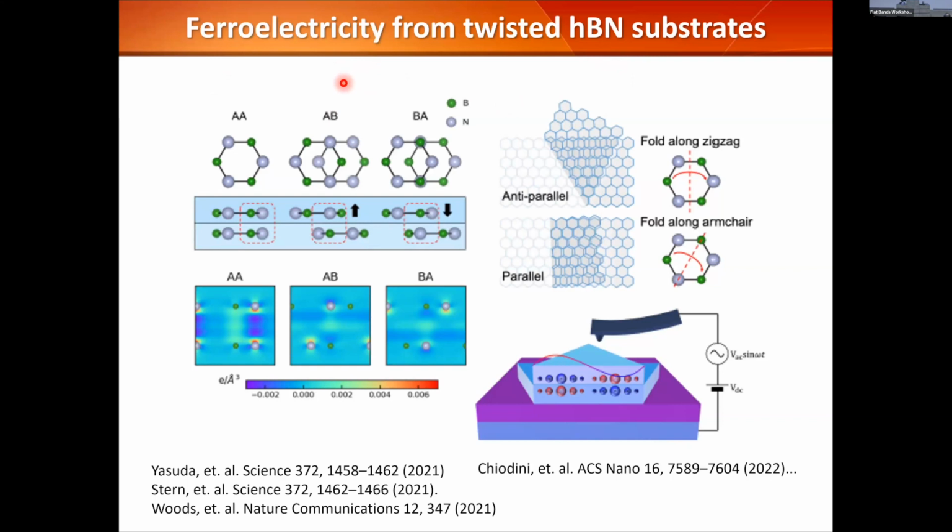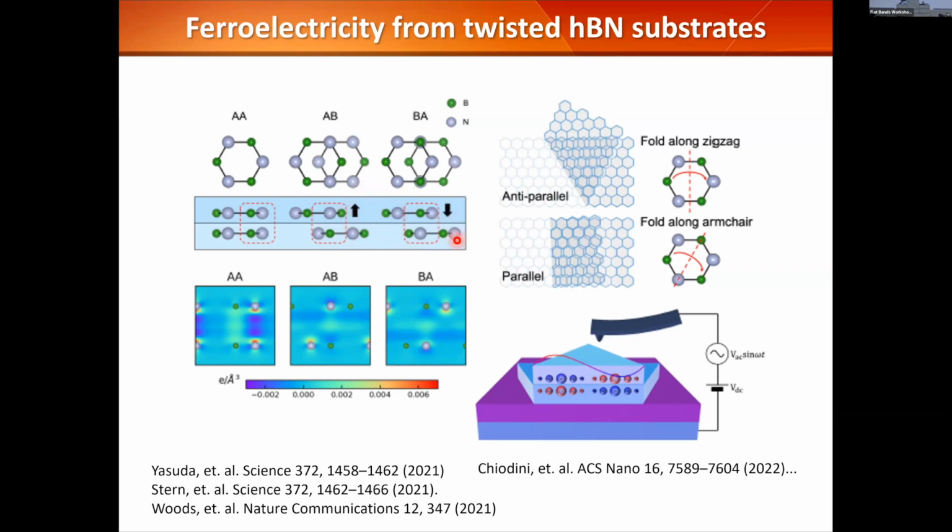Certainly they exist in TMDs as well. So let me just focus on hBN because everybody uses them. There's a series of work, both transport and scanning probe techniques, that proved that when you have what's called a parallel interface, you can have boron and nitrogen vacancy aligned at the interface, and if they're reversed, you would have two opposite electric polarizations that are formed.